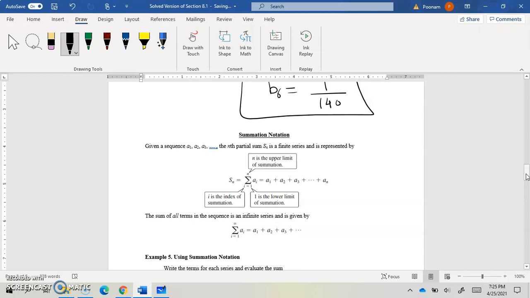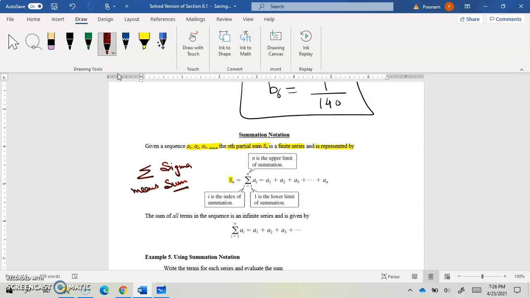Next we have summation notation. Given a sequence A1, A2, A3 and so on, the nth partial sum Sn is a finite series represented by Sn, which is equal to sigma. This symbol is called sigma. It means sum, of ai, where i is the index of the summation, 1 is the lower limit of the index, n is the upper limit of the summation. So i is the counter.